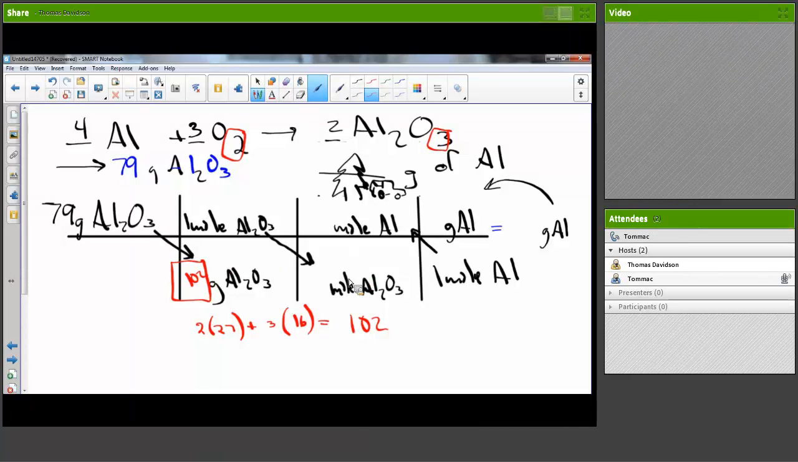What number? Where do you find the numbers that go in front of these things? In front of those things. So what's in front of Al? 4. What's in front of Al2O3? 2. Then this last one, what's the mass of Al? 27. Then I got to do some math.